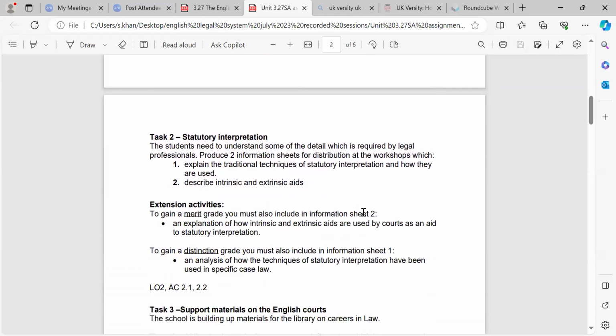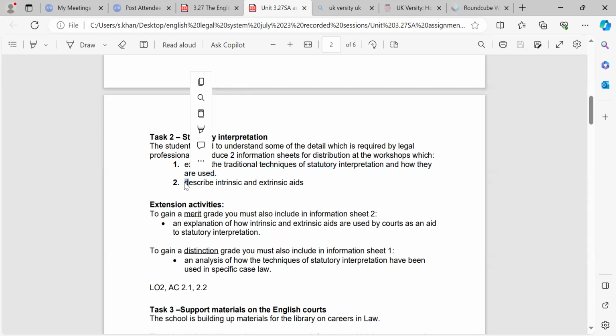Then you've got task 2. Students need to understand some of the detail which is required by legal professionals. So produce 2 information sheets for distribution at the workshop. In task 2, part 1, you need to explain the traditional techniques of statutory interpretation and how they are used. Here you will look at what statutory interpretation is and the rules and techniques that are used, okay? You need to make sure you have that as a heading, and this is for the pass element.